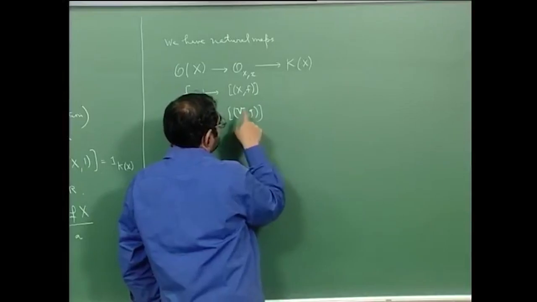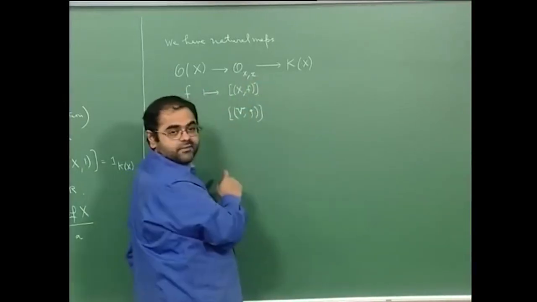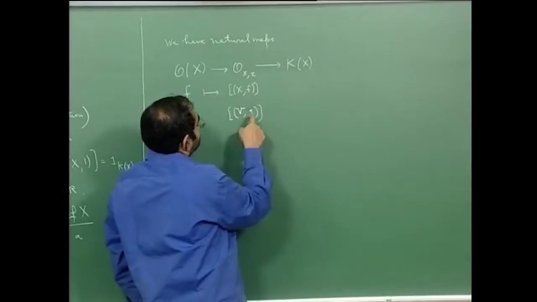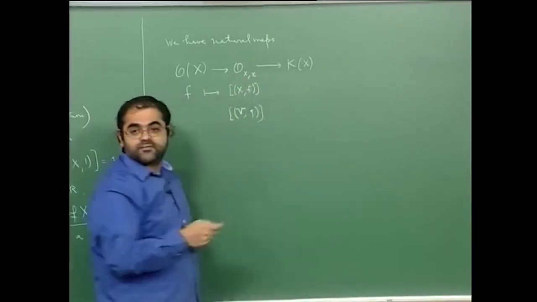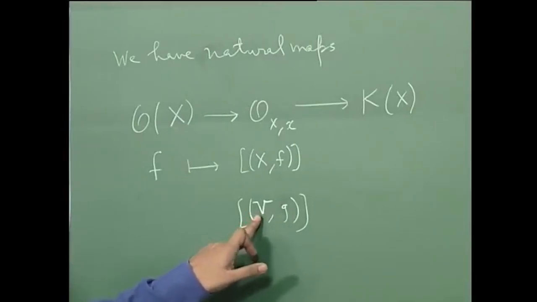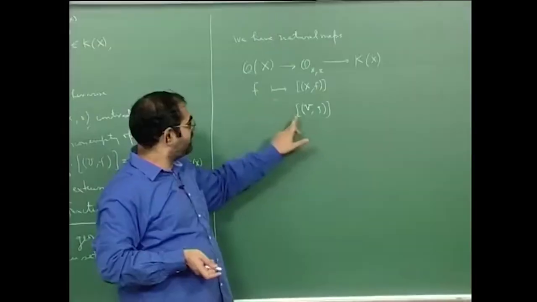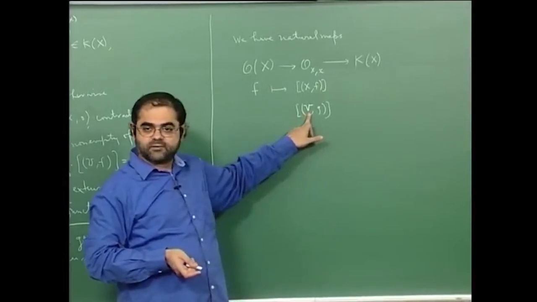What is this (V, g)? g is a regular function on the open set V which contains a point x. This is the germ of g at the point small x. Of course, this open set V may be a proper open set. g may not extend to a regular function on the whole of X. It might just be defined on this open set.